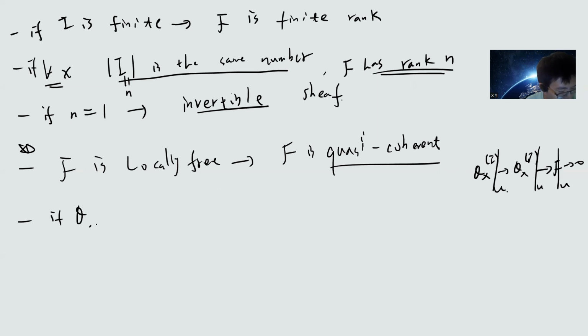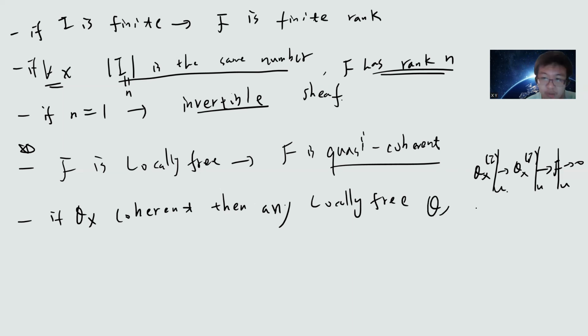And if OX is coherent, then any locally free sheaf, any locally free OX module of finite rank, is coherent. Okay, so now we can also define something, right? Basically, there is a canonical OX module homomorphism.